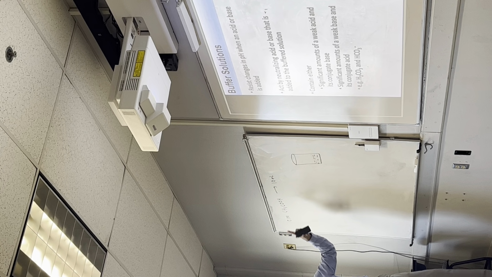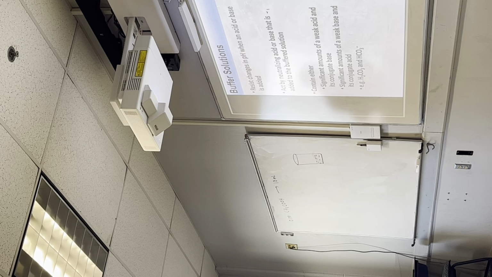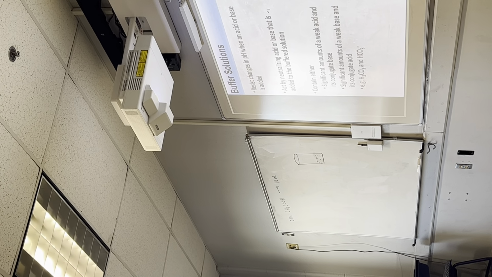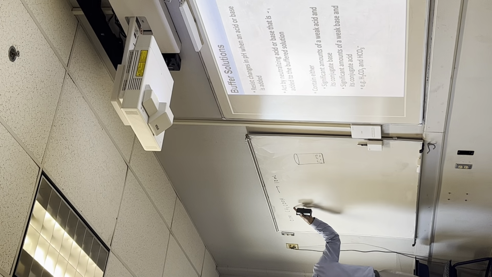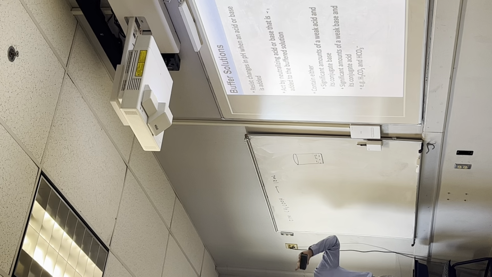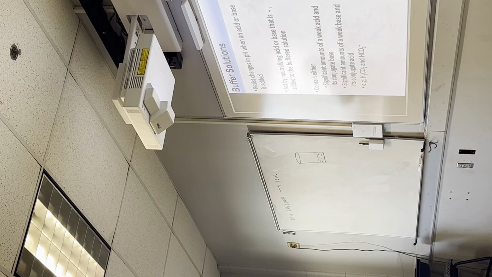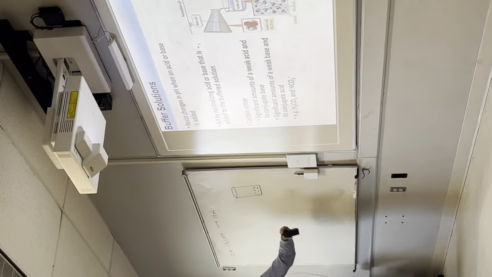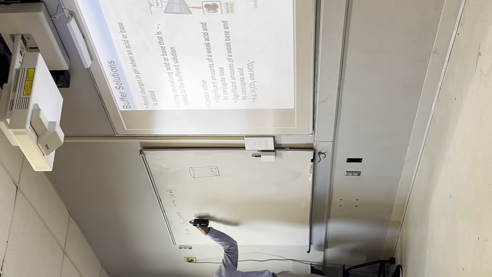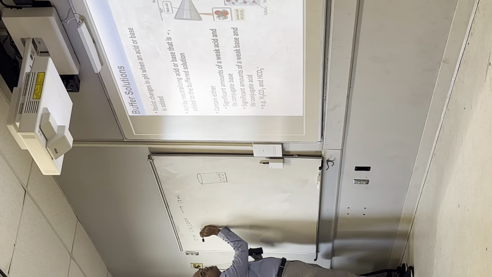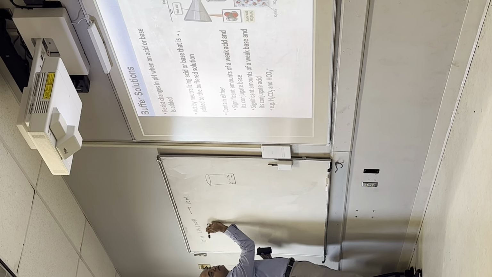In the buffer solution, let's try to understand again about weak acid. What happens with this weak acid? Weak acid means what? It doesn't dissociate completely, correct? So what happens? What are you going to get in this solution? Are you going to get this one, or are you going to get a lot of other things? What is the equation for an acid? Can you tell me?